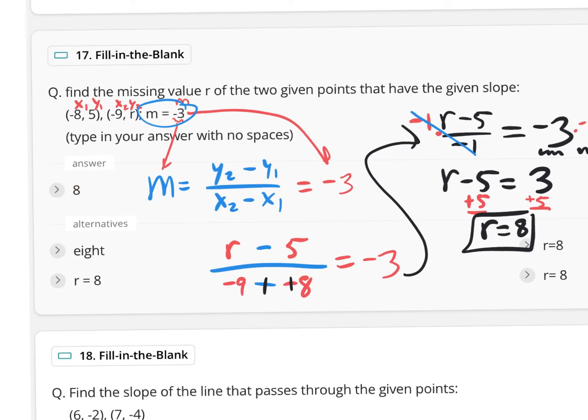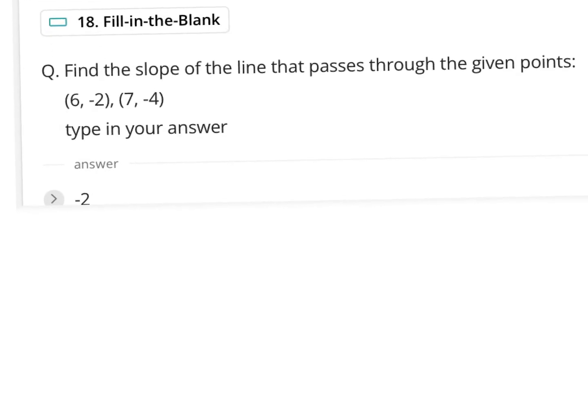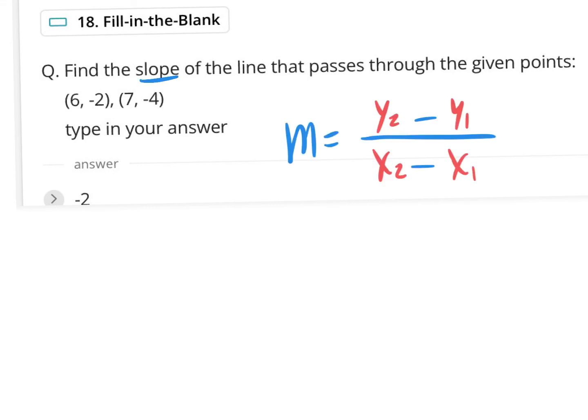Let's move on to number 18. This one's not as complicated. They want you to find the slope, and of course you need the slope formula: m equals y2 minus y1 over x2 minus x1. And the way to use this formula, I highly recommend for you to rewrite it with the division bar and the subtractions first, and then go to your coordinates and label them x1, y1, x2, y2.